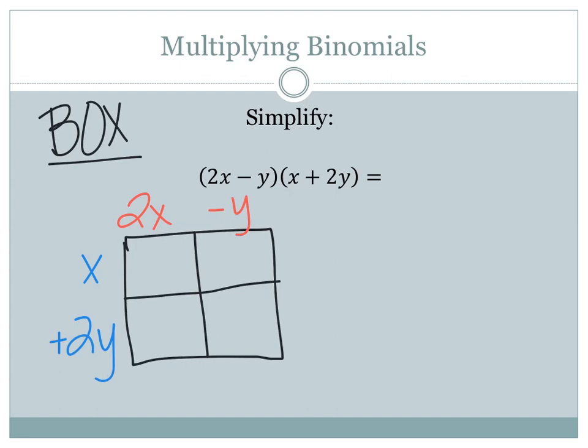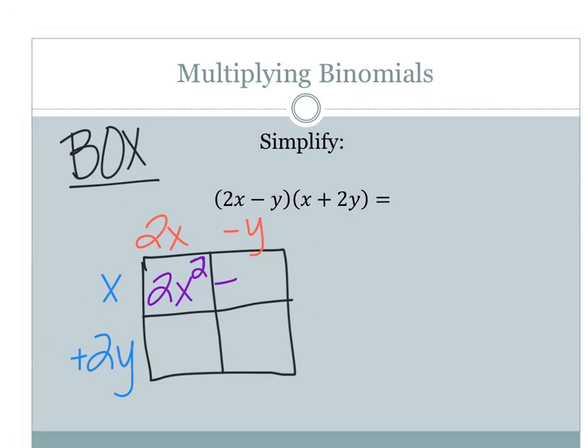Okay, so 2x times x should be 2x squared. Positive x times negative y is negative xy. 2x times 2y is 4xy, sorry. And 2y times negative y is negative 2y squared, because remember, we have to add the exponents.